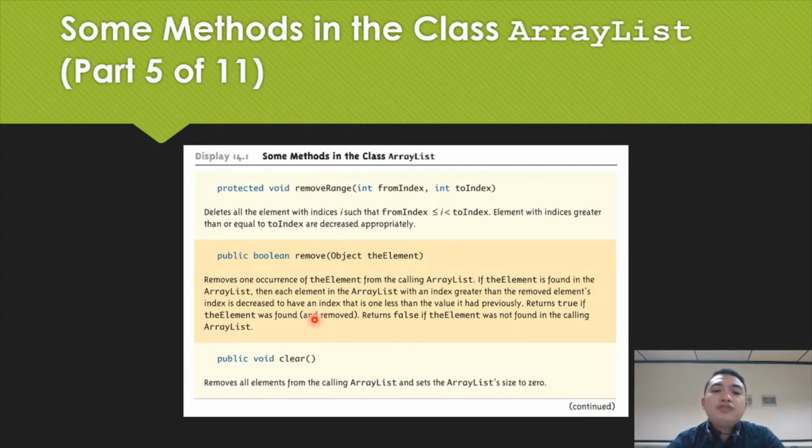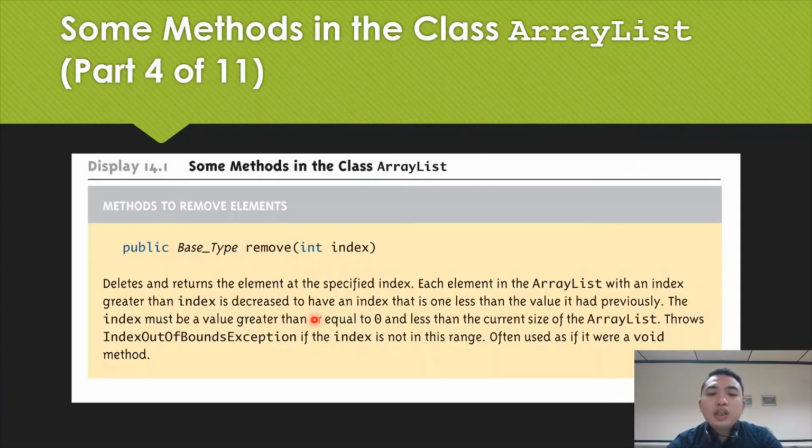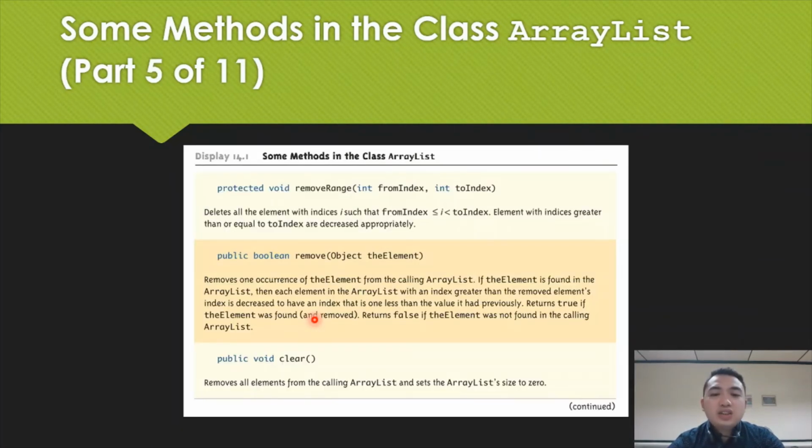So we do have remove range. Ito is remove the element on a specified index. We do have remove range from one index until two index. Let's say from 0 to 5, you will remove those elements. So you can do that. And then we do have a remove object element. And then we do have public void clear. It will remove all of the elements in the array list.